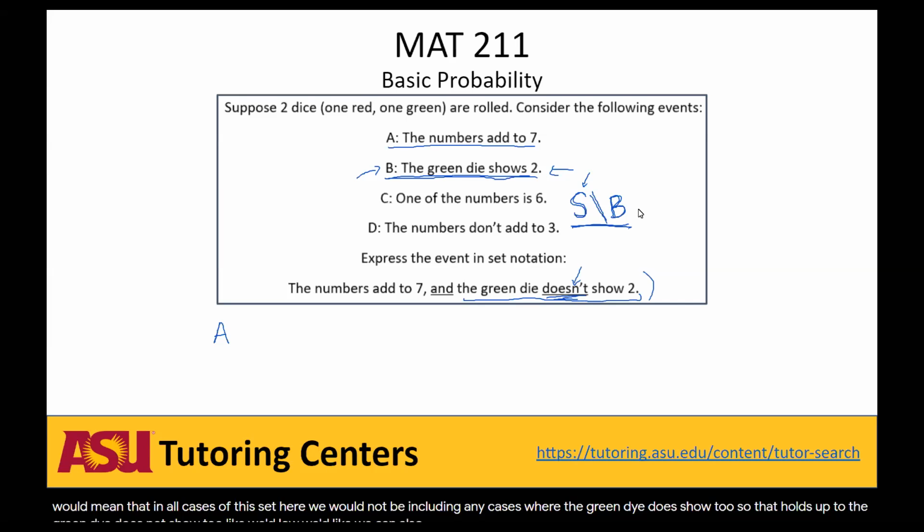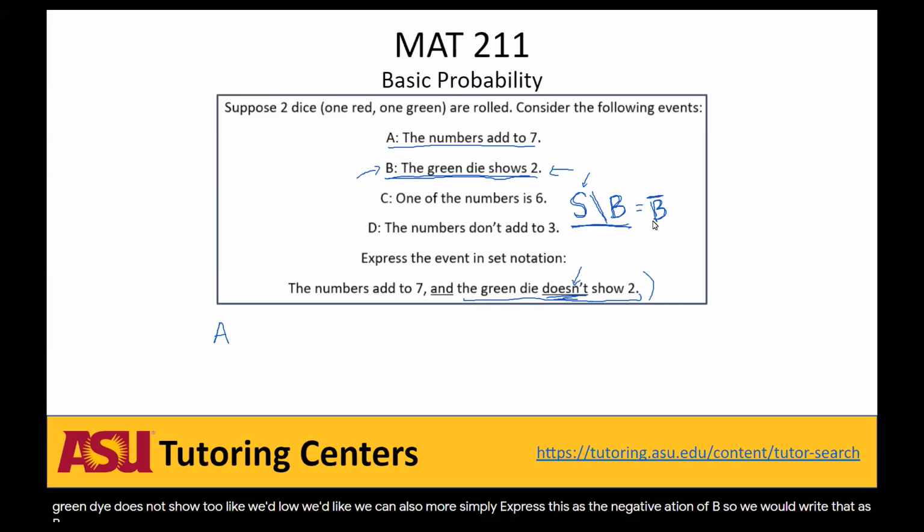We can also more simply express this as the negation of B. So we would write that as B with the line over top, which means not B. So B does not happen. So in our notation here at the bottom, we know there's going to be a not B. We'll write that one to make it a little more simple.